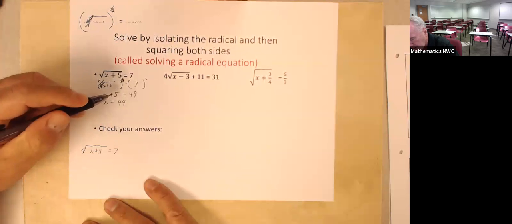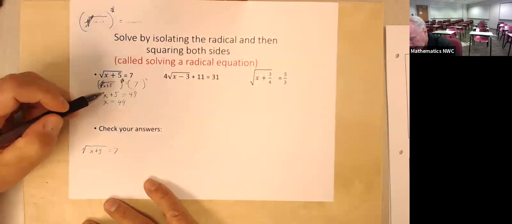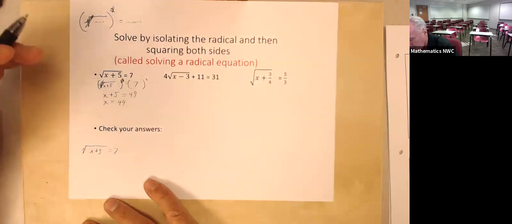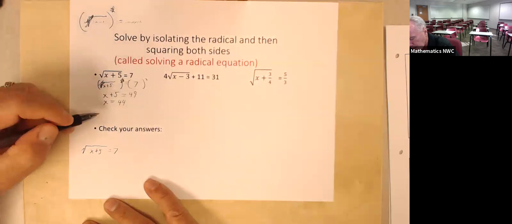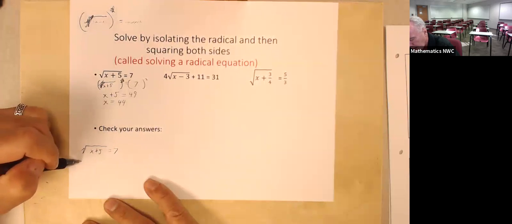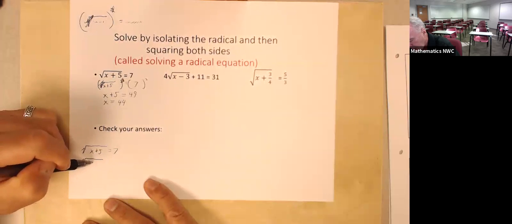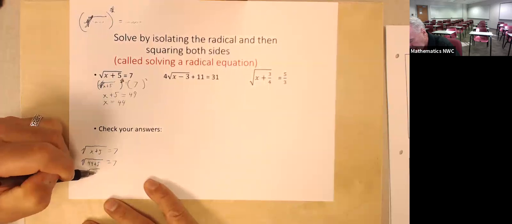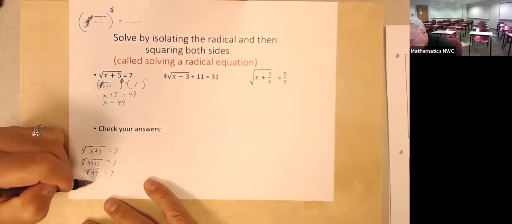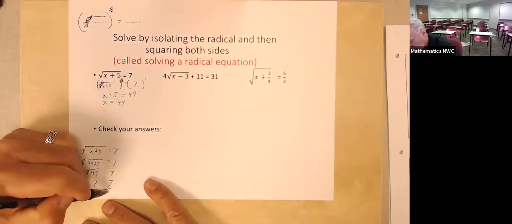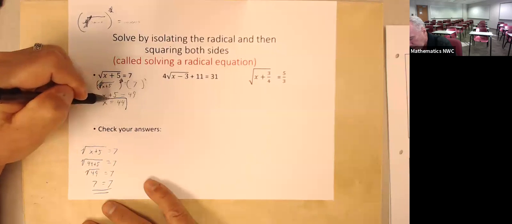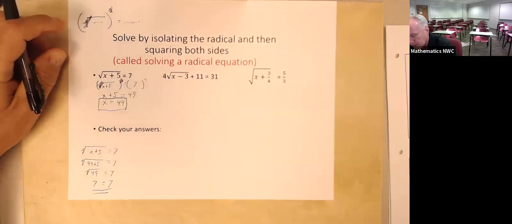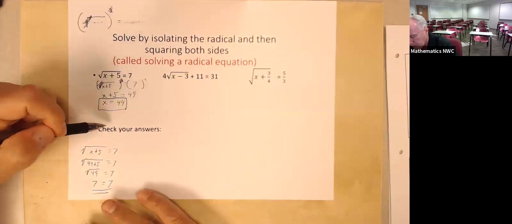It's important here to check these out because we do get extraneous roots, extra roots that aren't solutions to the original. 44 put in here would be 44 plus 5. Square root of 49. Square root of 49 is 7. It does check out. So that means that I keep that solution. I check that answer.